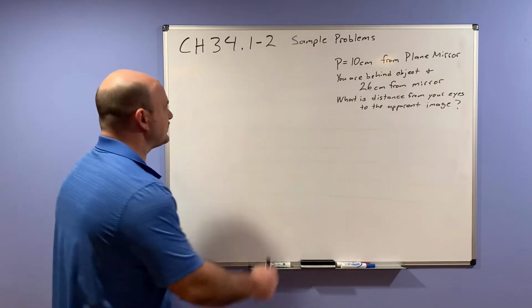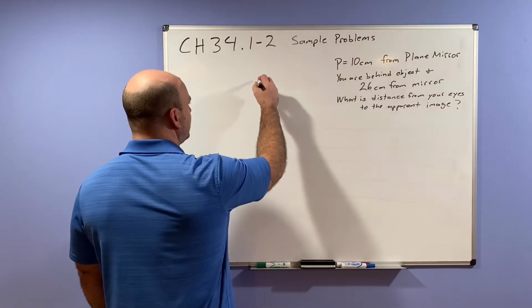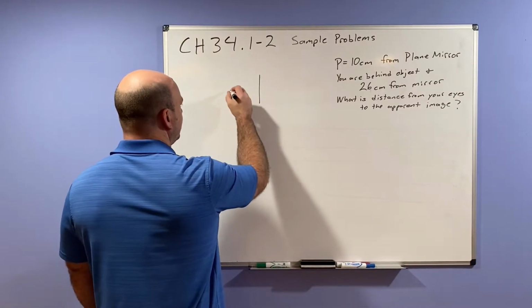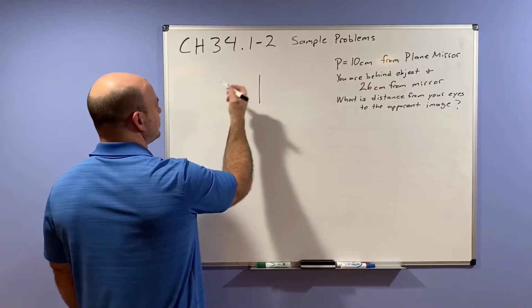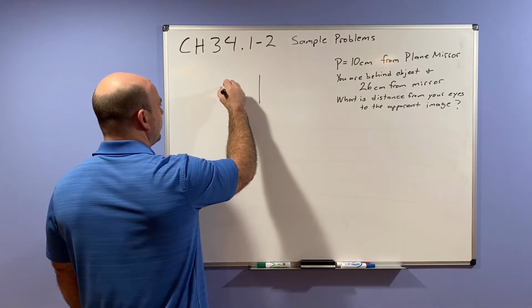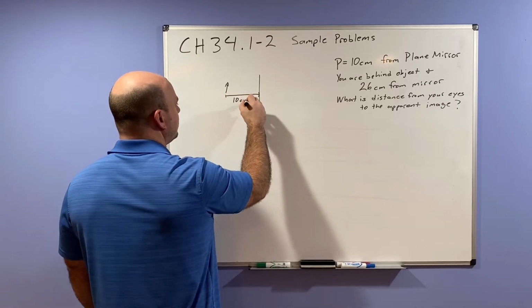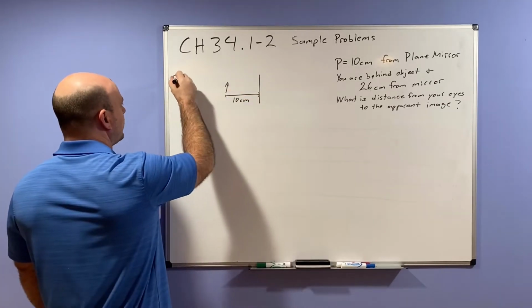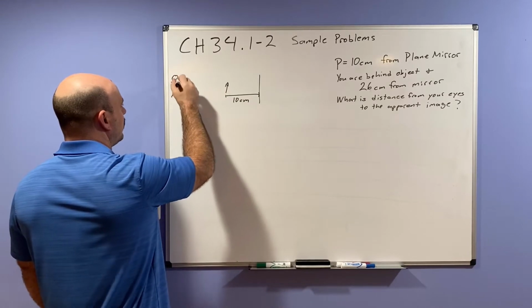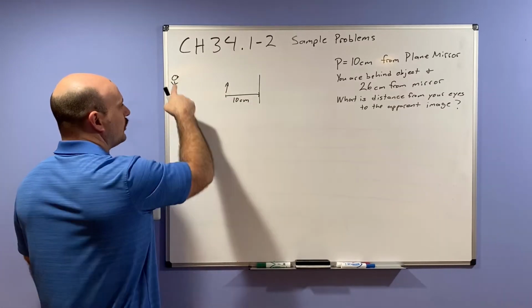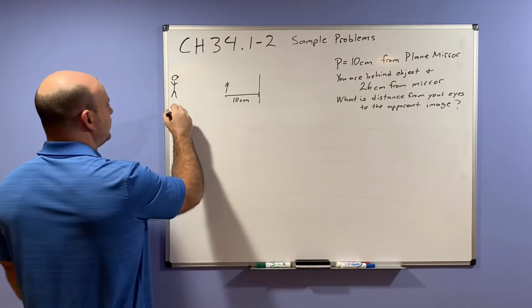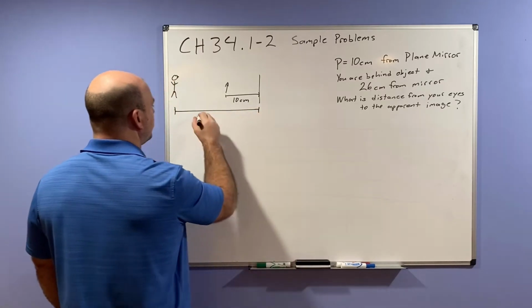All right, so let's sketch the system. I have a plane mirror here. The object, let's just draw it as a little arrow. The object is 10 centimeters from the mirror. Right, and you are behind the object over here, right? Here's your eyes, observing the system, and you are 26 centimeters from the mirror.